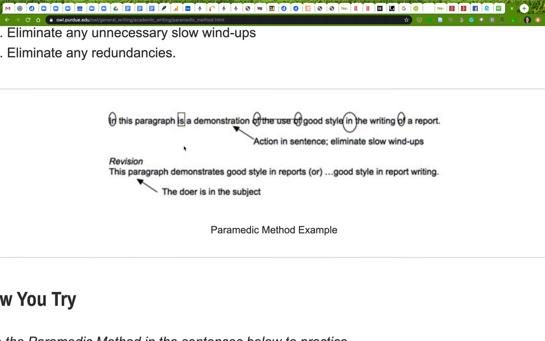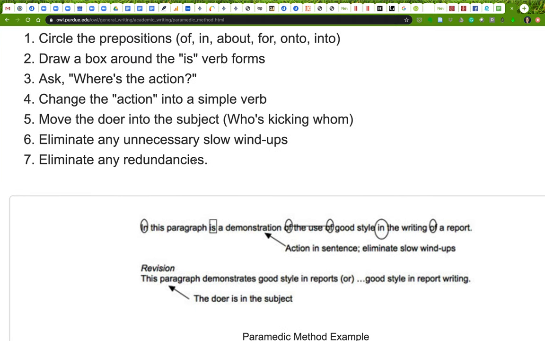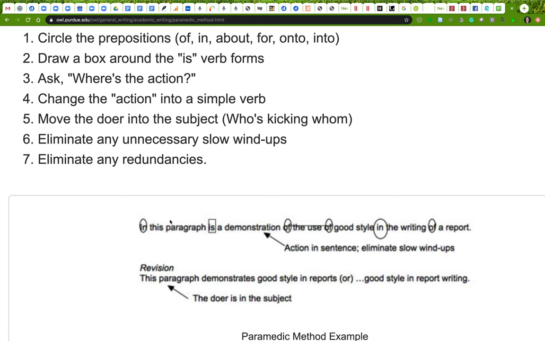And then here is the verb to be, "is." Once we've identified the prepositions and the verbs to be, then we want to think, where's the action of this sentence? What is the action that's being done in this sentence? So the action is this idea of demonstrating, demonstration. Technically, that's not the verb. But the action of the sentence, the thing that's happening in the sentence, is this demonstration. Right now, this is a noun. It's a very abstract noun called a nominalization. You can tell because they usually have these "ion"s at the end. There are other forms, but that's one good way to see.